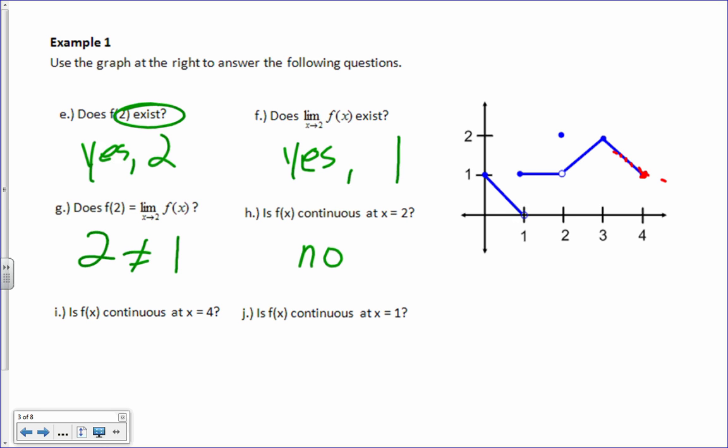What do you think? Is it continuous at x equals 4? Yes or no? Did the limit as it approached from the left and the y value, do they equal the same thing? They do. They both equal what, 1? So yes, it is continuous.